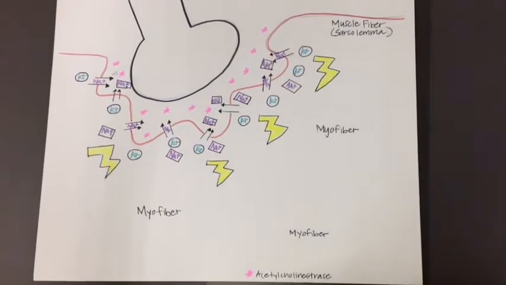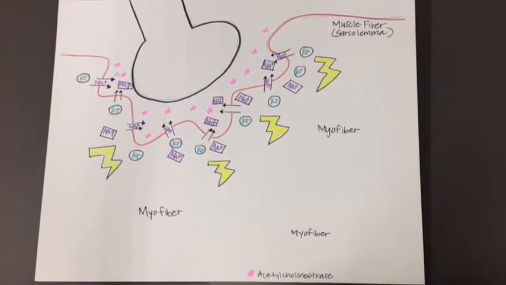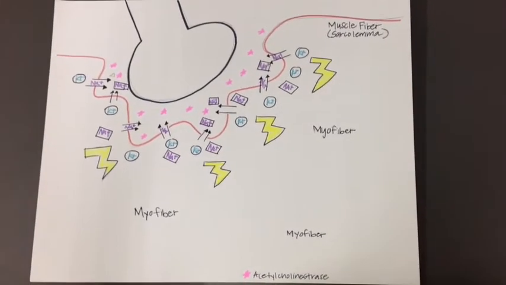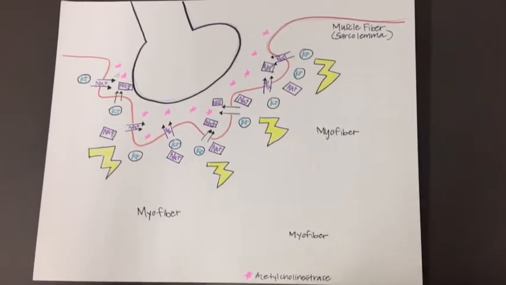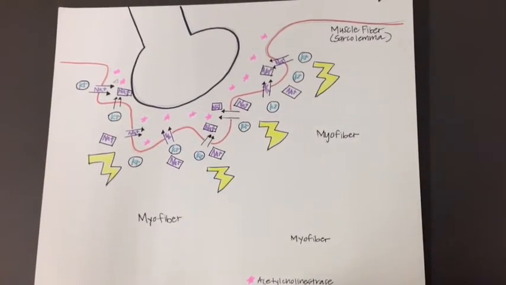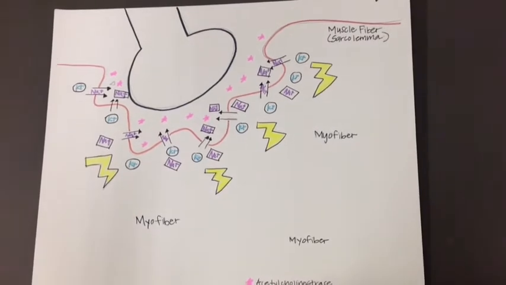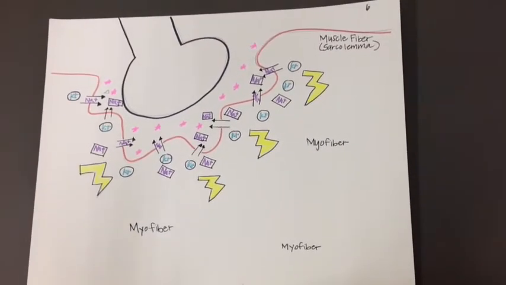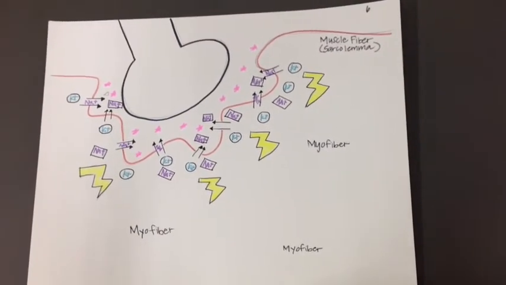When acetylcholine binds the receptors, sodium-potassium channels open up, allowing sodium into the cell. This sodium initiates an action potential in the sarcolemma. And then the acetylcholinesterase breaks down the acetylcholine, which is pumped back into the synaptic knob.